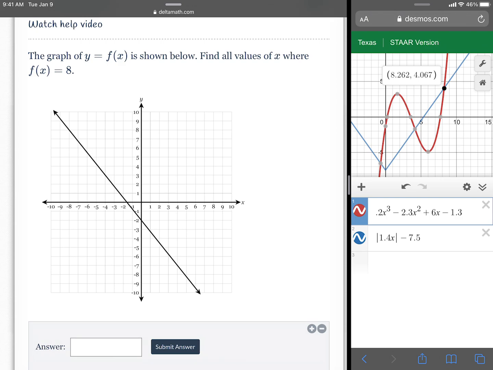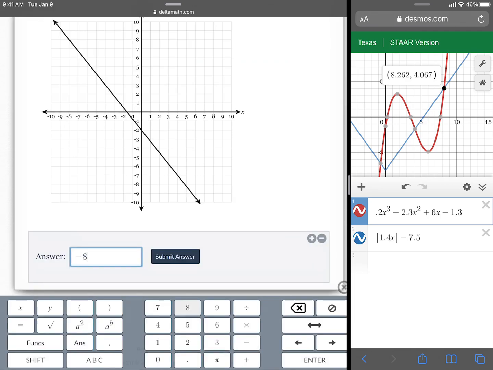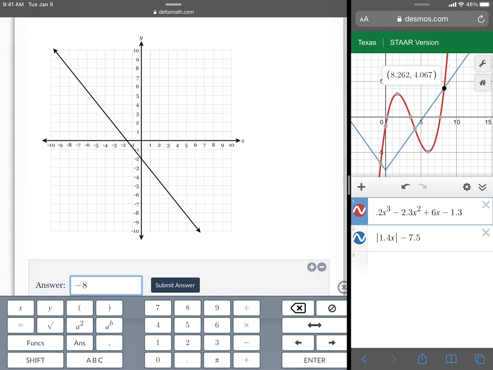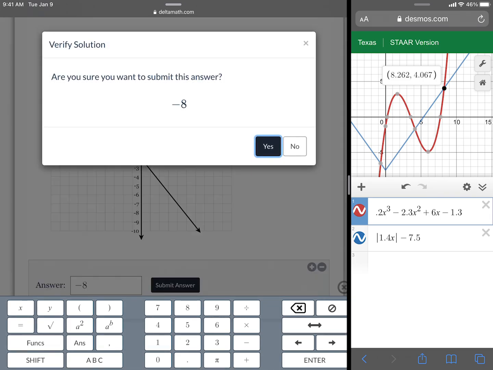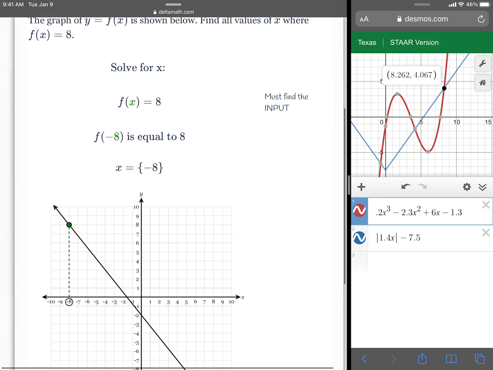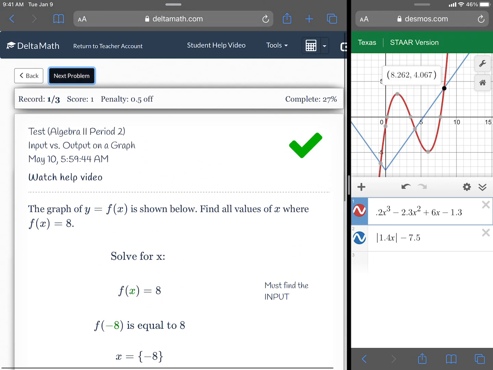The graph of y equals f of x is below. Find all values of x where f of x equals 8. Remember here, f of x is just a fancy term for y. So I want you to look for y of 8 on the y-axis and go left and right till you see it. When x is negative 8 on that graph, y equals positive 8. We're looking for what value of x gives us y of positive 8.